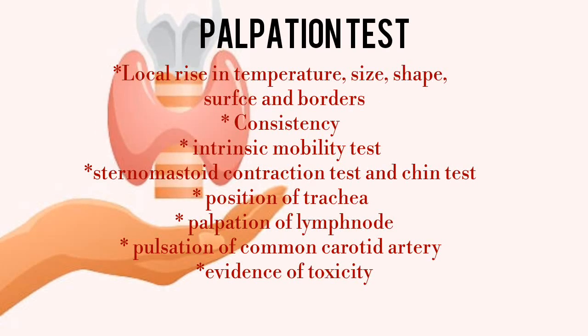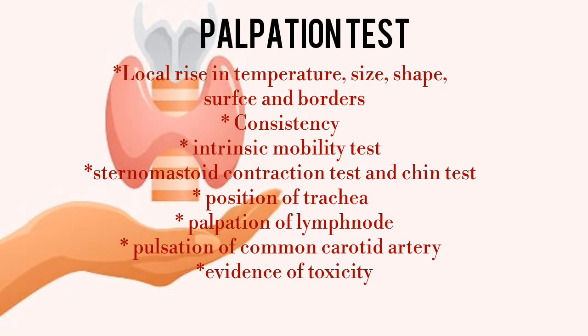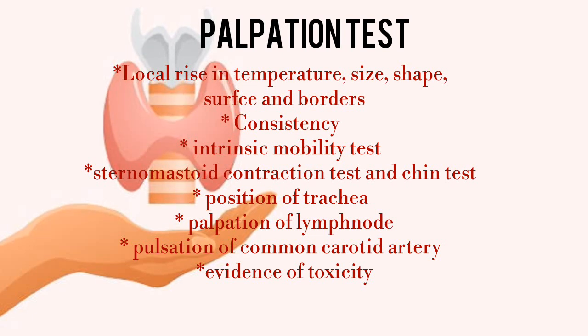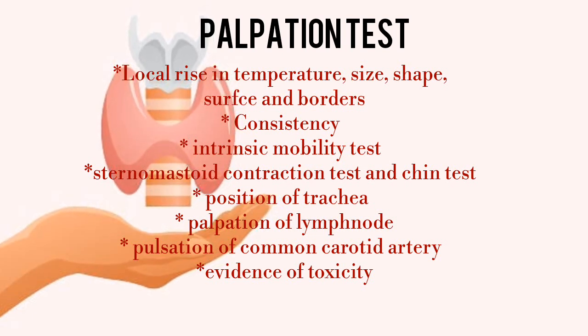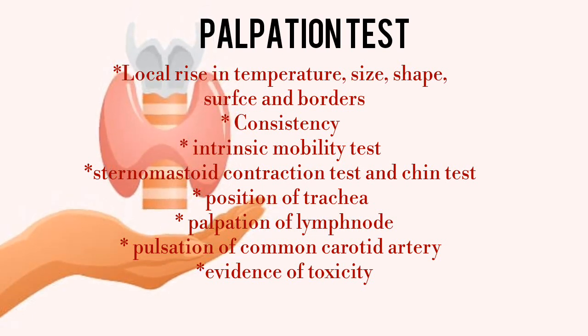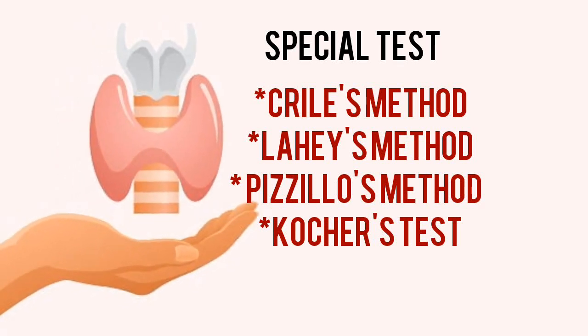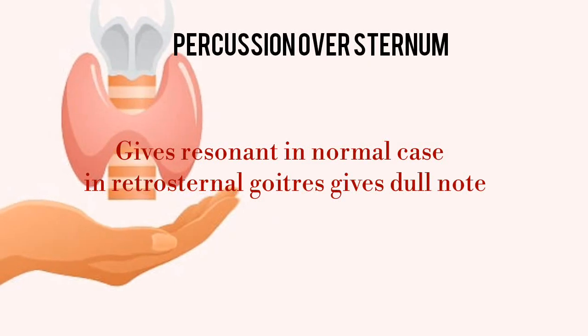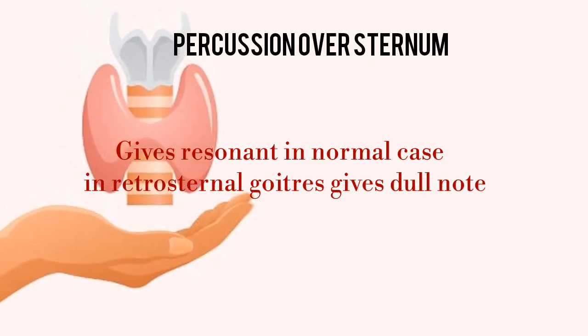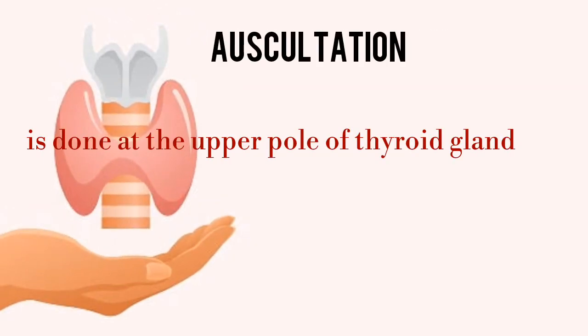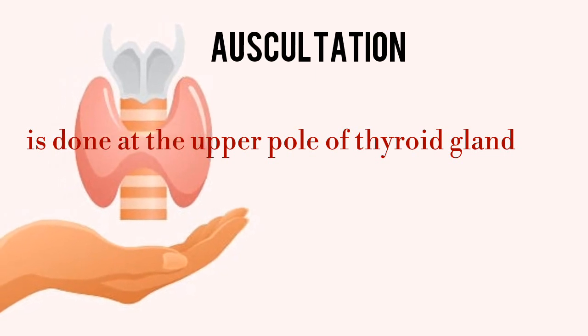During palpation test, we check for local rise in temperature, consistency, intrinsic mobility test, sternomastoid contraction, position of trachea, palpation of lymph node, pulsation of common carotid. Some of the special tests are Kocher's method, Lahey's method, Pemberton's method, Crile's test. Percussion over sternum gives resonance in normal case. In retrosternal goiters gives dull note. Auscultation is done at the upper pole of thyroid gland.